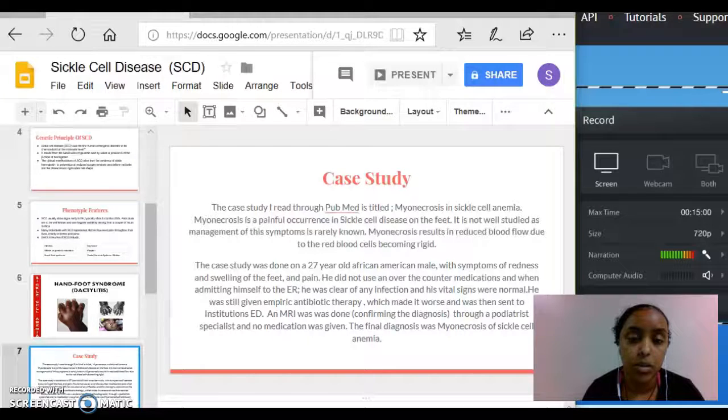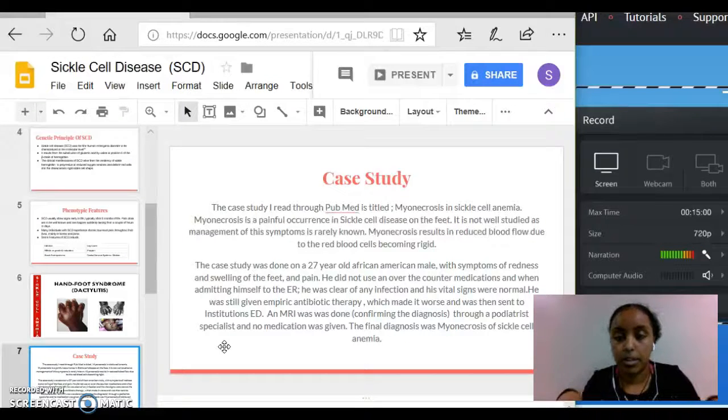And so that's when he was sent to the institution ED, where they prescribed an MRI by a podiatrist, and that is when the diagnosis of myonecrosis was given. Myonecrosis is a painful occurrence in SCD on the feet, and it results in reduced blood flow due to the red blood cells becoming rigid, in that crescent shape.